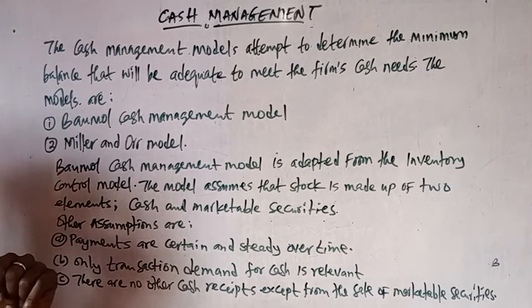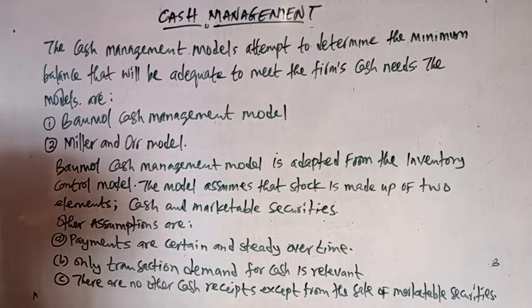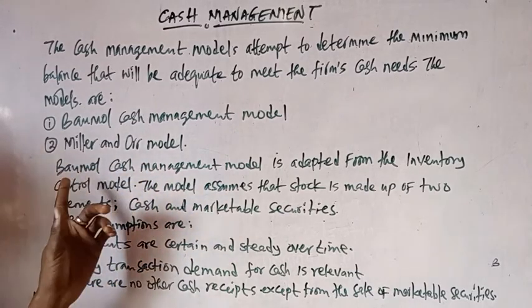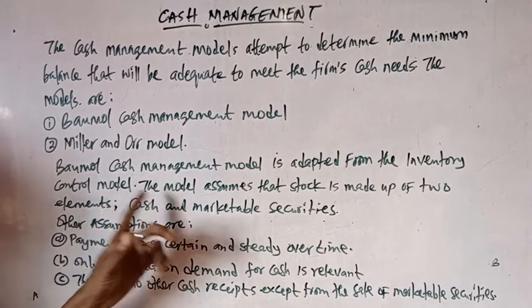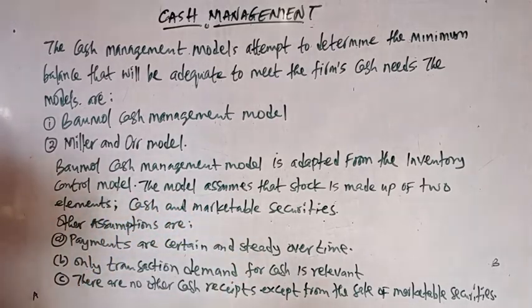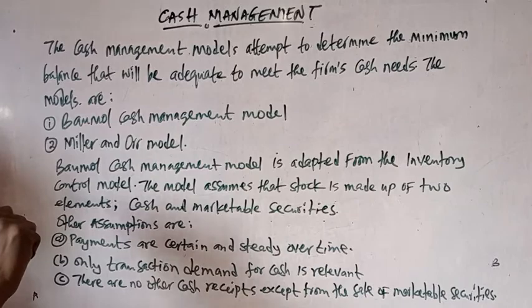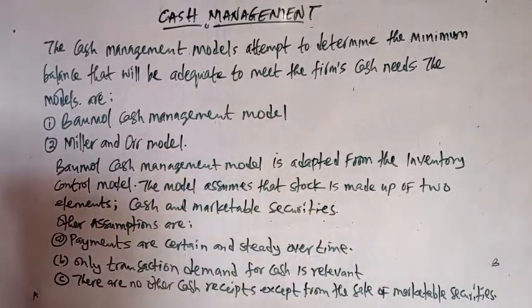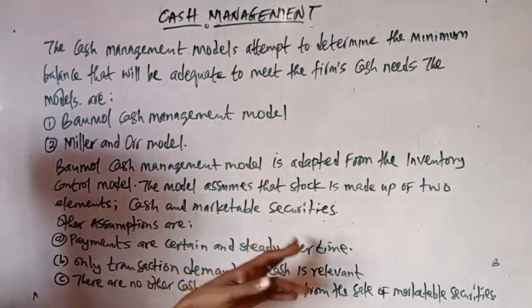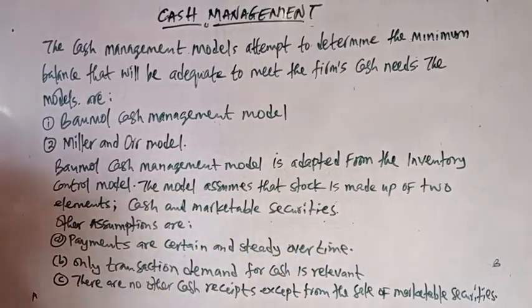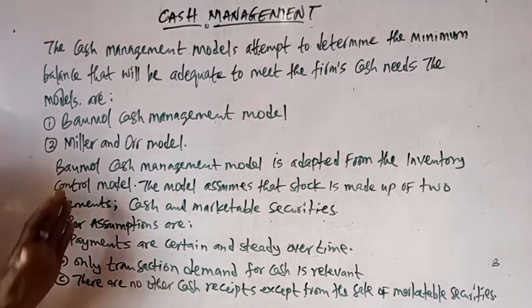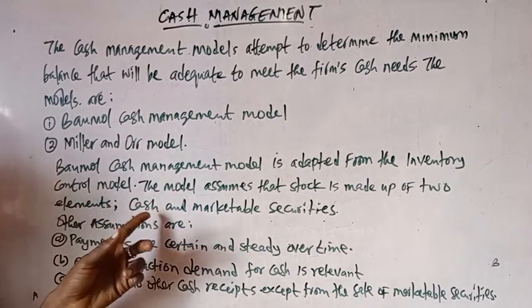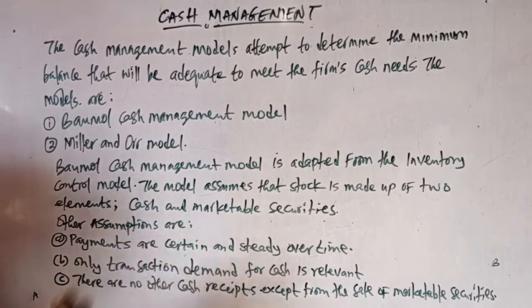Okay, this model assumes that stock is made up of two elements: cash and marketable security. That is to say, I'm making reference to stock, and this stock is made up of two elements, which are cash and marketable security. So under the Baumol model, we are basically looking at our cash and marketable security.